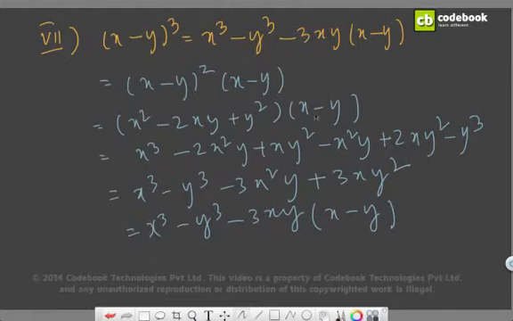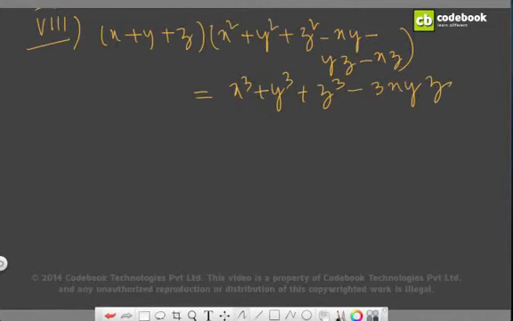And expanding on this, you will get x cube minus 2x square y plus xy square minus x square y plus 2xy square minus y cube. And rearranging terms, you will get x cube minus y cube minus 3x square y plus 3xy square. And finally, by taking minus 3xy common, you will get x cube minus y cube minus 3xy times (x minus y). So in this way, you can prove this above identity.